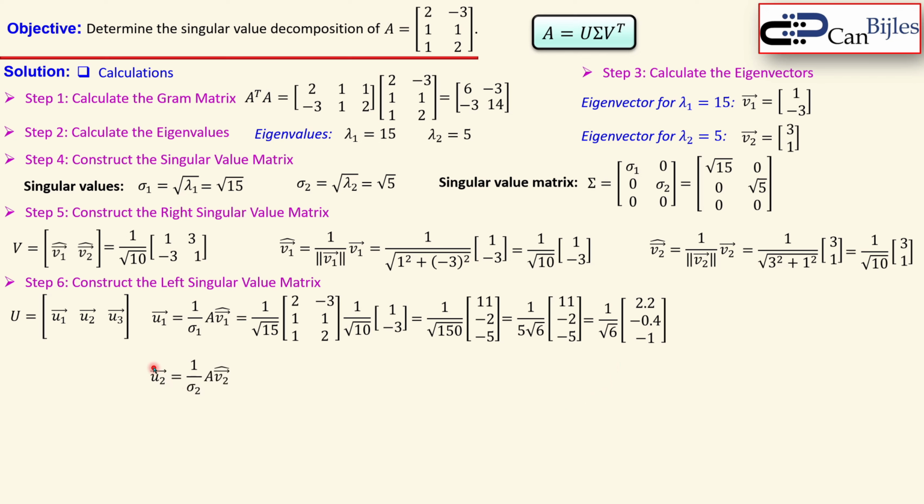Okay, in a similar form we do it for u2. This is, by the way, a unit vector, so it has a length of 1. We proceed in a similar form, like 1 over the square root of 5, because that's the sigma 2, and then the matrix A and also the unit vector v2. Again, we take the 1 over the square root of 10 times the 1 over the square root of 5 as 1 over the square root of 50 in front.